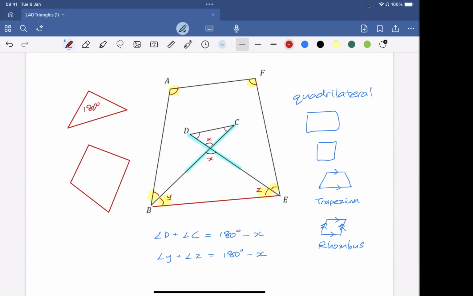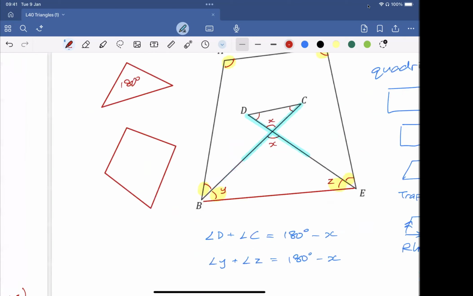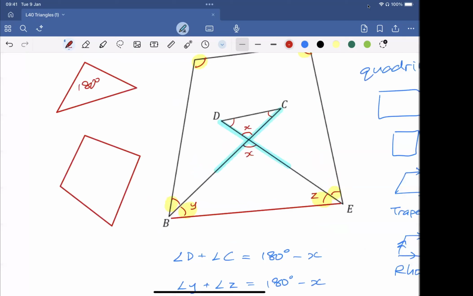It doesn't have to be a square. It doesn't have to be anything. So if I draw a line here, how many triangles do I have? 2. So what's the total sum of angles in a quadrilateral? 360 degrees. Why? Because it contains triangles. How many triangles? Yes, because it contains 2 triangles.